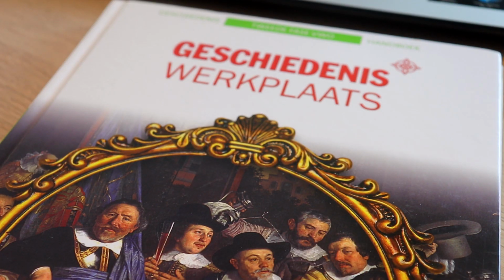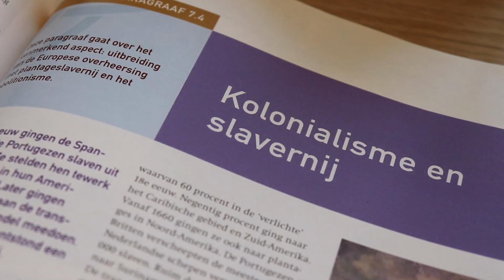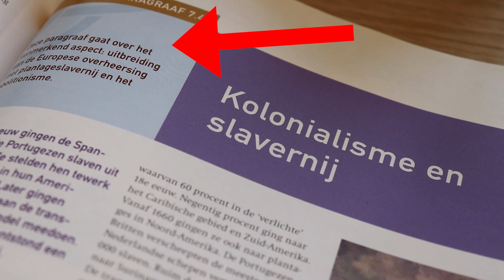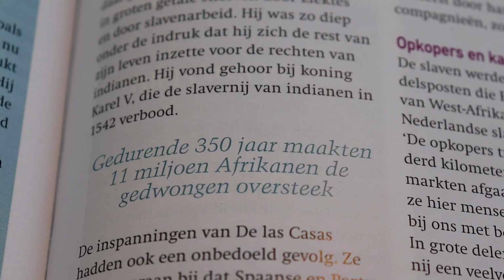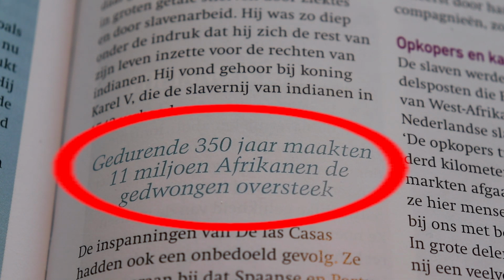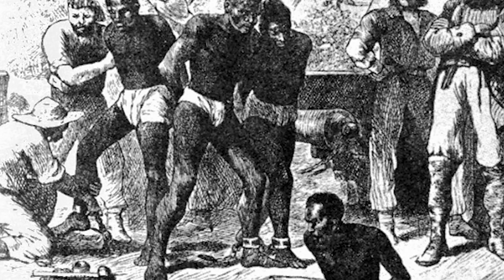and I'm talking about Geschiedenis Werkplaats, History Working Place. And this paragraph right here elaborates on the previously mentioned characteristic aspect, the expression of European domination, and it's named colonialism and slavery. It states, over the course of 350 years, 11 million Africans made a forced crossing. The Portuguese and the British transported the most slaves. Dutch ships transported 550,000 slaves.